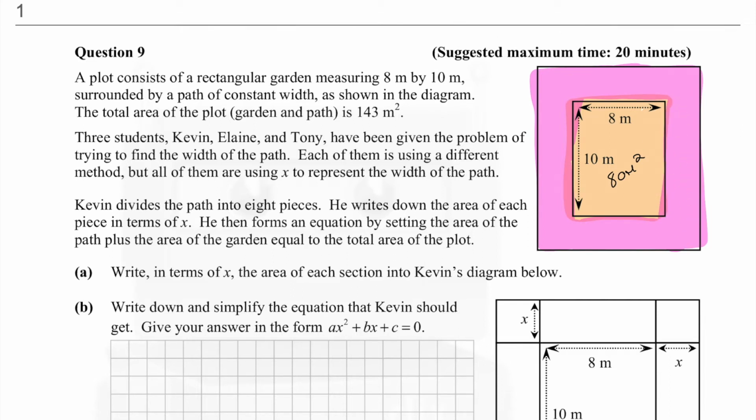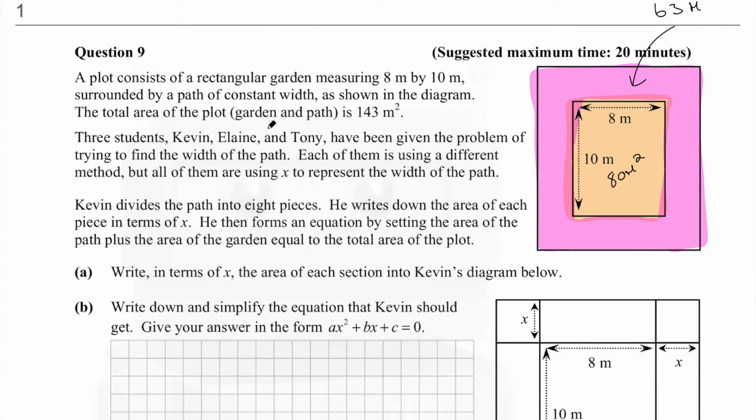So I know that that pink area there is going to be 143 minus my 80. So what does that give me in my calculator here? So 143 minus the 80 is going to give me 63. So that's 63 metres squared. And what we have then is that that's 63 metres squared.